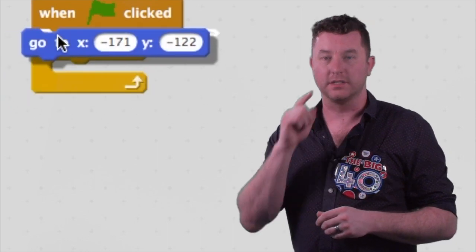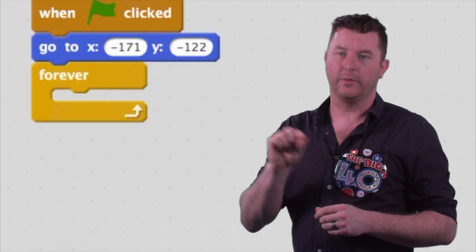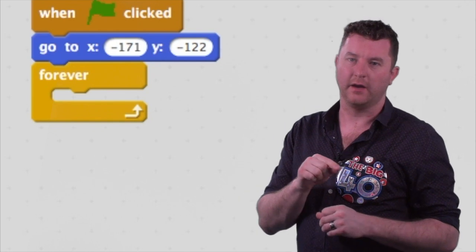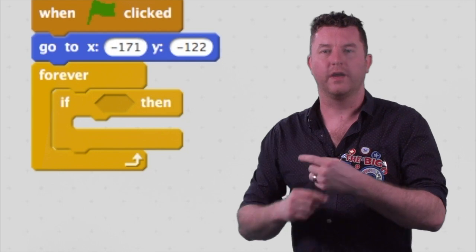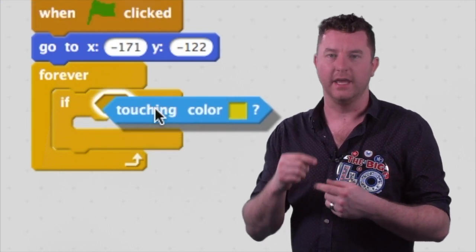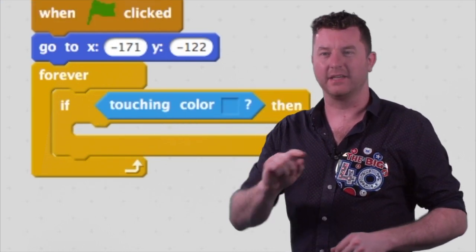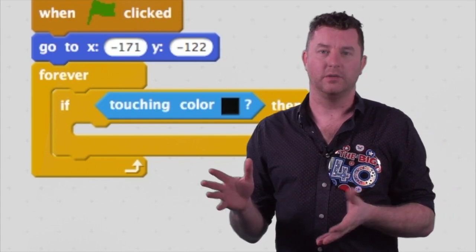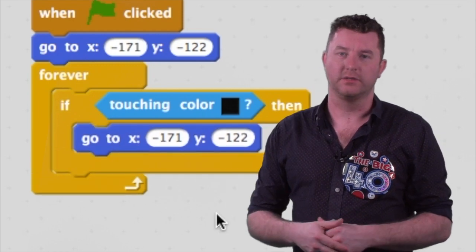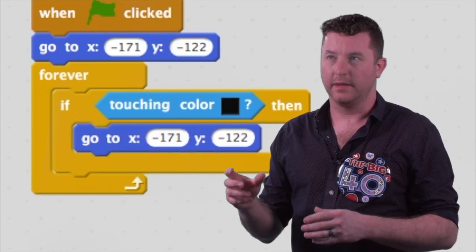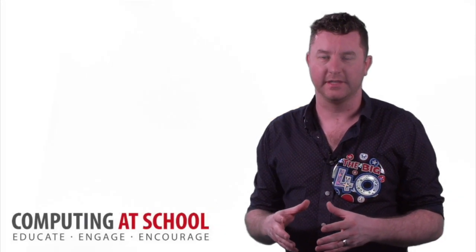Now we looked at this in the selection video. So if you've got a maze and you want the sprite to go back to the start when it touches the wall of the maze, you'd put when touching colour black, go back to the start. But it has to be asking that condition over and over and over again, constantly, as you're moving the sprite around. If it only asks it once and it's not touching the wall, the sprite won't go anywhere. So the forever loop is actually quite useful in making sure that your sprite will act the way you want it to act.